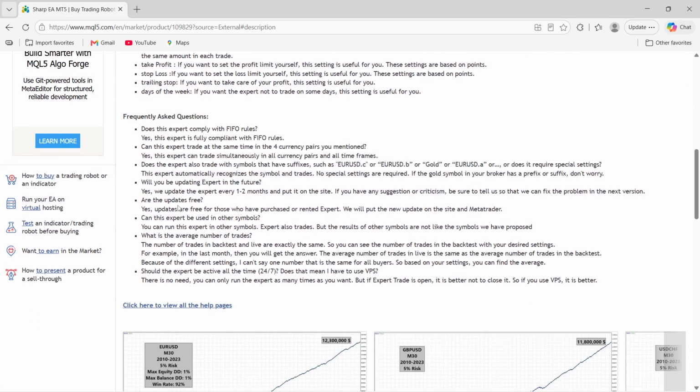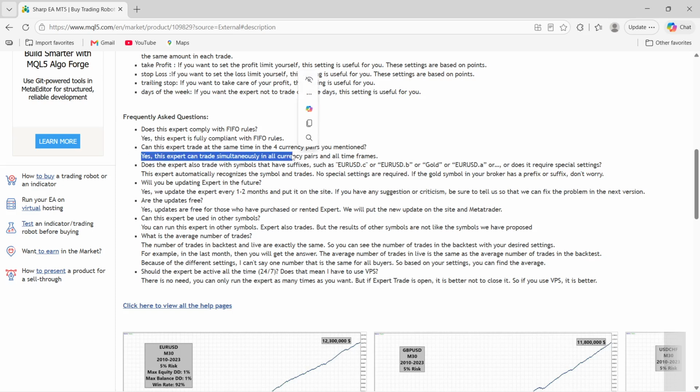You can also see some frequently asked questions, so you can actually check this out on the developer's page. You can get the answers to frequently asked questions like if it complies with FIFO rules, which it does, as you can see. Can the expert trade at the same time in 4 currency pairs? As you can see, the answer is yes. And then there are just a lot of other questions like that on the site along with their answers.